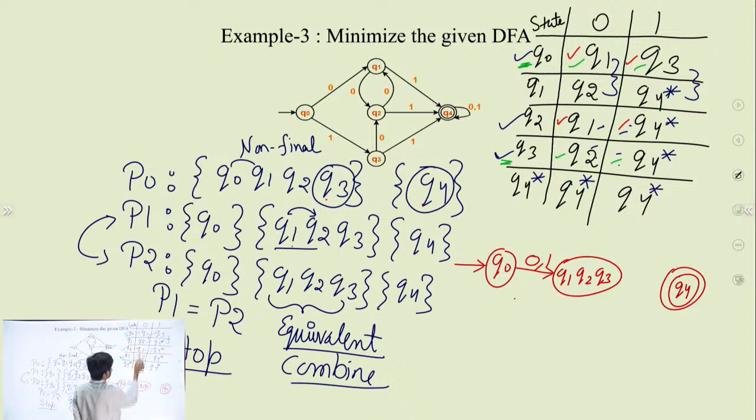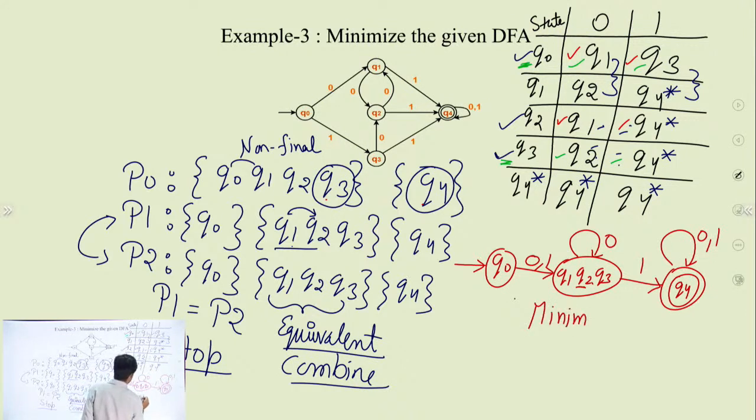Q1 on 0 goes to Q2. Q1 on 1 goes to Q4. Now see, Q2 on 0 goes to Q1, on 1 goes to Q4. Q3 on 0 goes to Q2, on 1 goes to Q4. Q4 on 0 and 1 goes to Q4 only. So this is the minimized DFA.